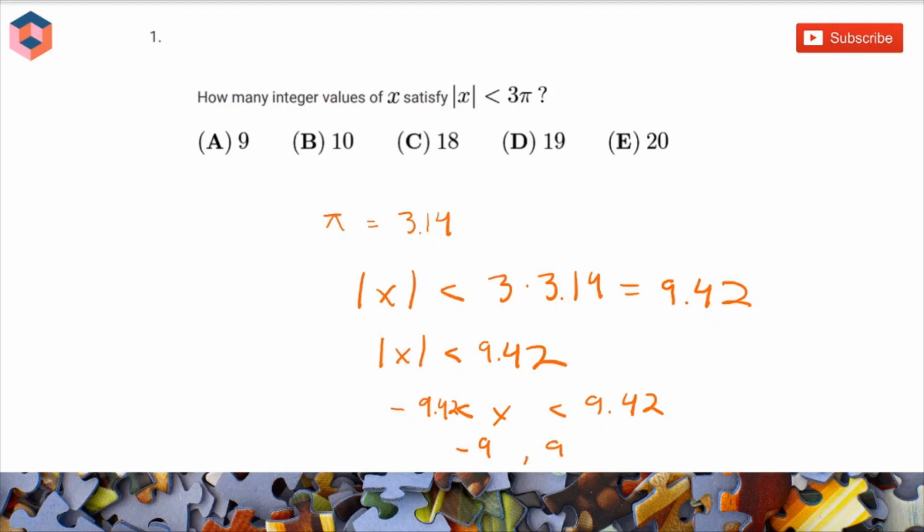So that's 9 negative numbers, negative 9, negative 8, all the way to negative 1. Their positive counterparts, which is 18. But that would be a trick question. That would be the wrong answer. We also have to include the value 0. So it would be 18 plus 1, which gives us an answer of D. Let's move on to problem number 2.